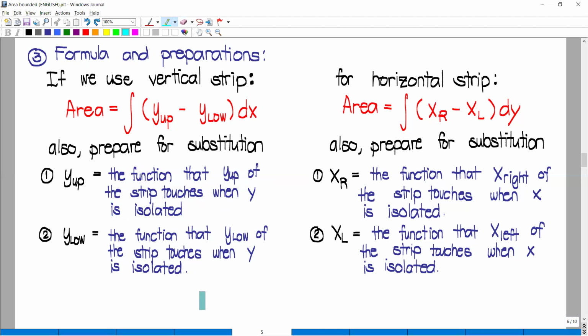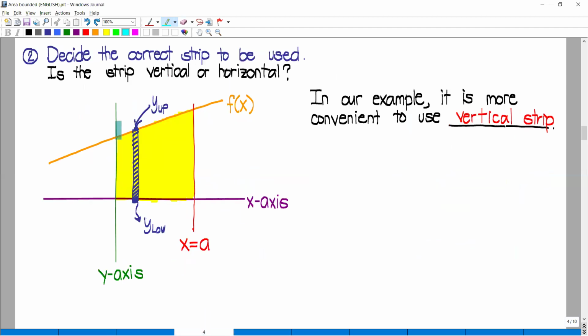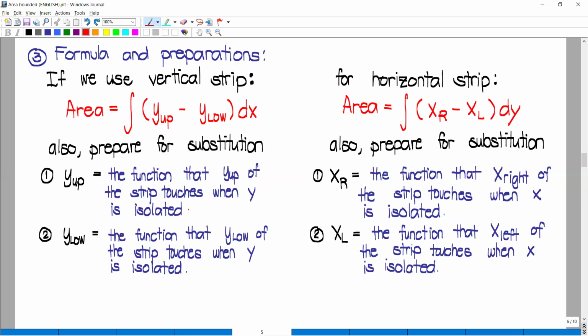Going back to our figure, we have here y up. As we can see, the y up is touching the orange line. So the question is, what is the equation of that orange line? And if you know the equation of that orange line, what will be the answer when y is isolated? We will be practicing that later on.